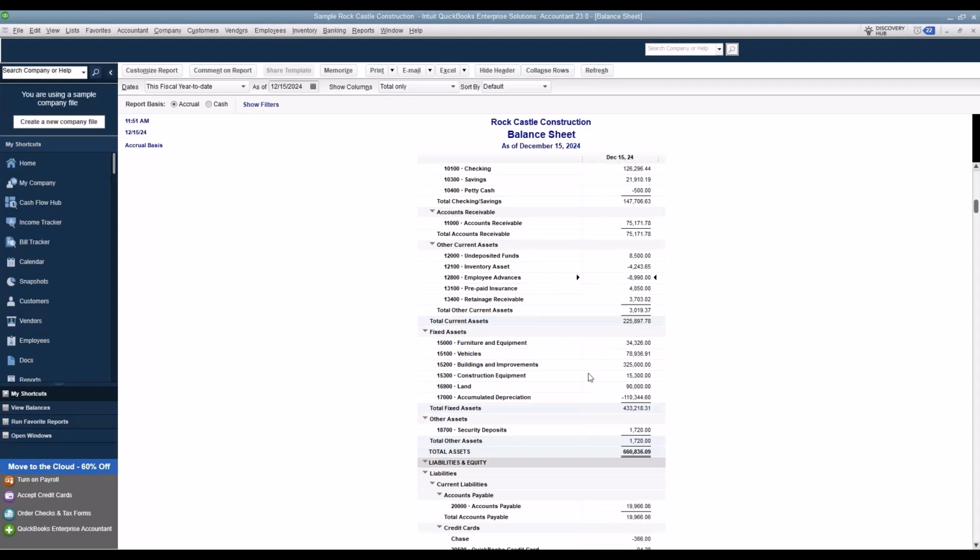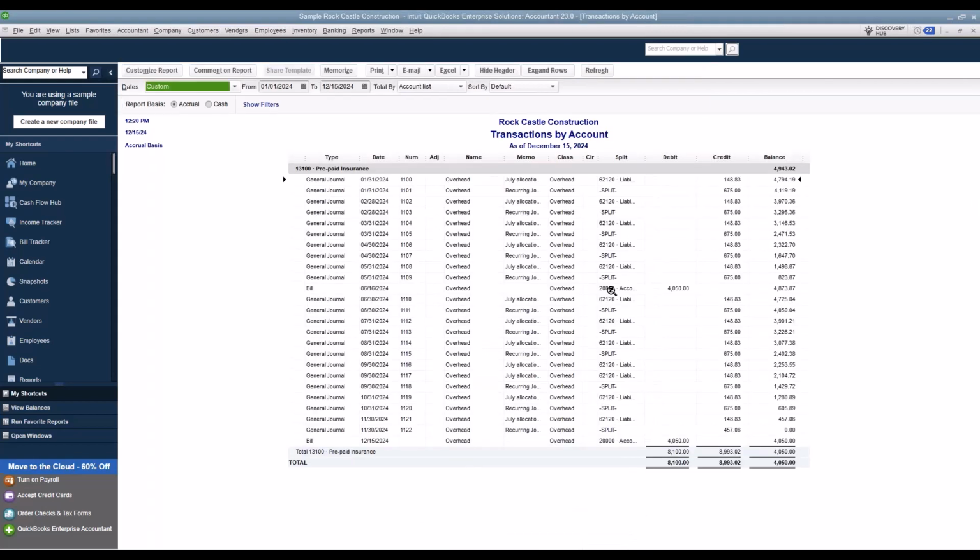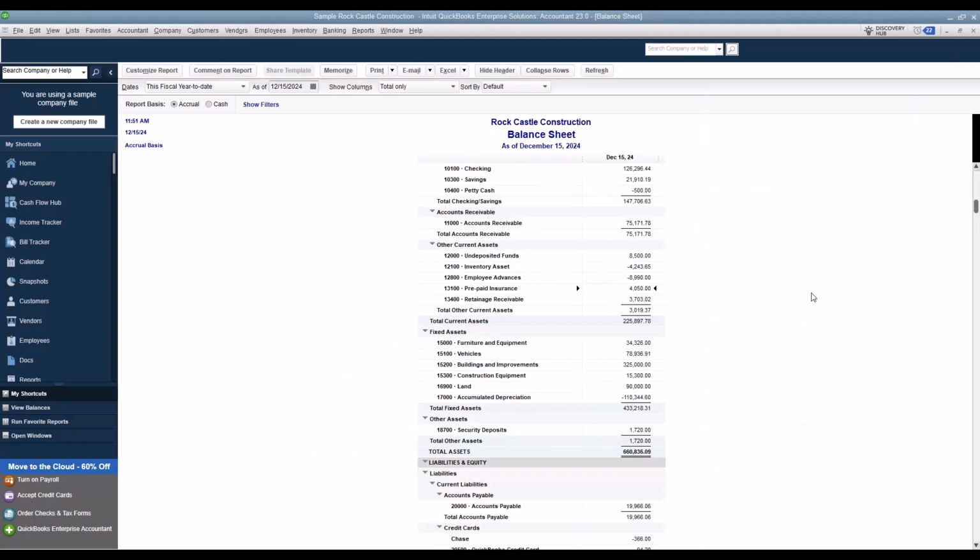Okay, so another thing I would look at, prepaid insurance, for example. If you have prepaids, what you should see is ins and outs, right? Or is it all one way? In this case, that looks okay because they're going in and out. That means the prepaids are being distributed each month as they should be. Okay.